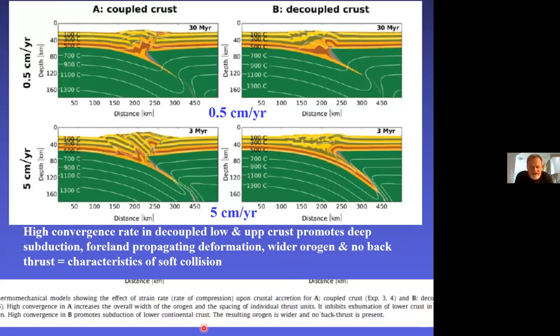And here you see two different models, where one of them is coupled and the other one is not coupled, with different convergence rates. So the one to the left is a coupled orogen, and you can see that progressively the upper plate is becoming incorporated in the orogen, forming back thrusts, whereas in the decoupled upper-lower crust orogen, basically it's a foreland propagating deformation, and that is mainly localized in rocks of the downgoing plate. So that would be approximating what you would see in a soft collision.